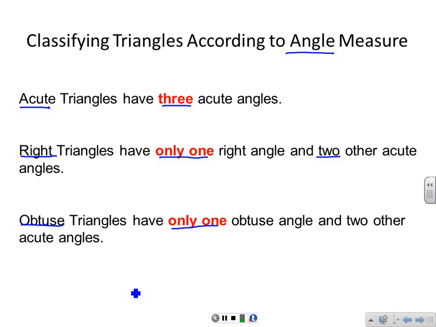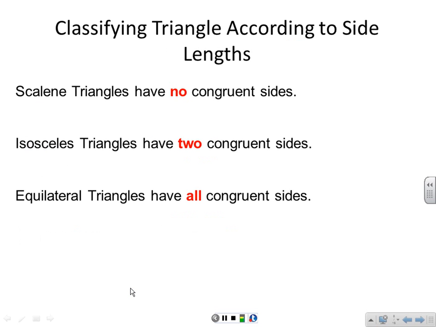So that's how you would classify a triangle according to the angle measures. You're going to look to see if it's acute, right, or obtuse. Now, to classify a triangle according to the sides. Scalene means that no sides are the same measure. Isosceles means that you have 2 sides that are the same. An equilateral means that all sides are the same. And you have to understand that the sides and the angles are related, and we'll talk about that in just a minute as well.